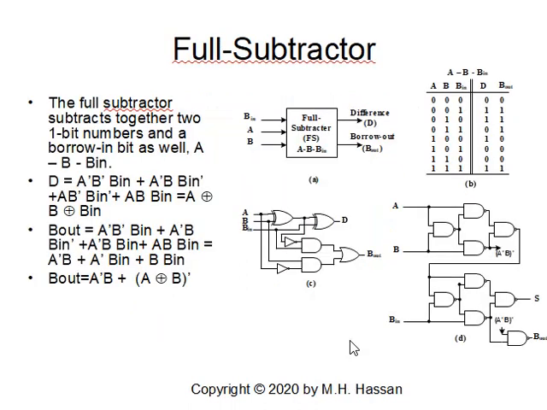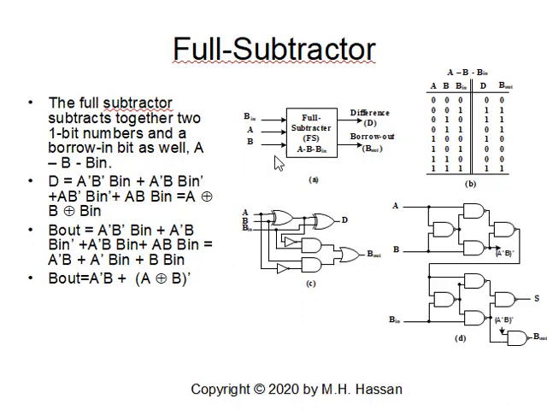The next slide will talk about a full subtractor. A full subtractor subtracts two 1-bit numbers and a borrow-in bit as well. So we'll perform the operation A minus B minus Bn.